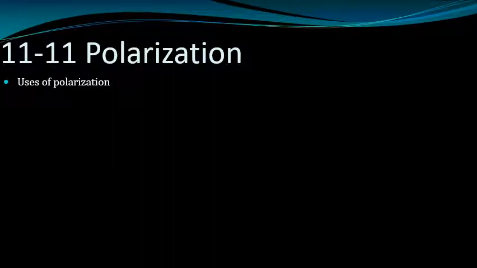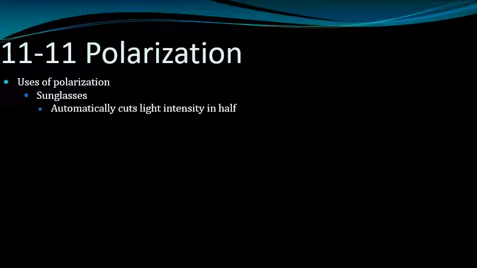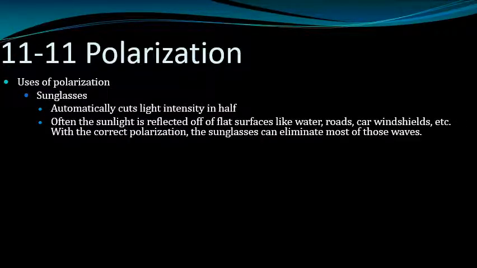There are many uses of polarization. First of all, sunglasses. Light reflecting off things like roads and windshields and the water are all polarized one way. So if you have polarized sunglasses, they polarize them at 90 degrees to that, so it blocks much of the light that's being reflected off of the surfaces. Because if you go back to Malus's law, cosine of 90 degrees is 0. So it automatically cuts light intensity in half, and it blocks the polarized light that's reflected off water, roads, windshields, etc.